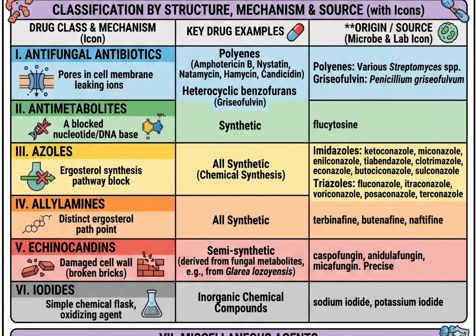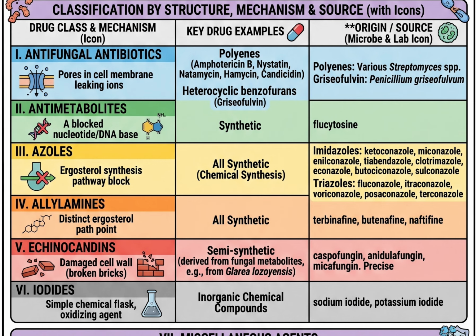Second one are antimetabolites. They are synthetic agents like flucytosine. Third one are azoles. They are also synthetic agents, like imidazoles and triazoles. They are the most commonly used antifungal agents nowadays. Imidazoles include ketoconazole, miconazole, anilconazole, clotrimazole, econazole, sulconazole, while triazoles include fluconazole, itraconazole, voriconazole, posaconazole, terconazole. Fourth category is allylamines. They are also widely used, like terbinafine, butenafine, naftifine.